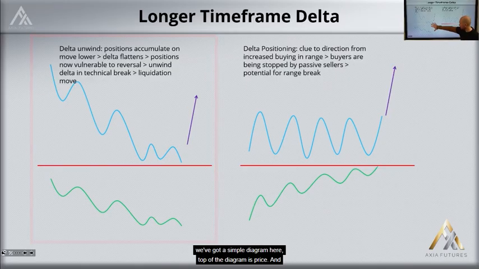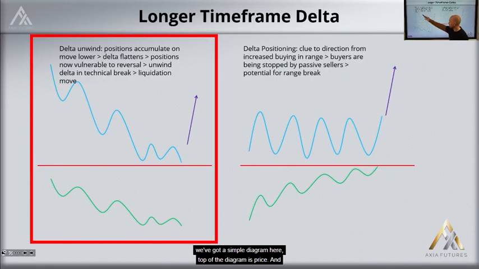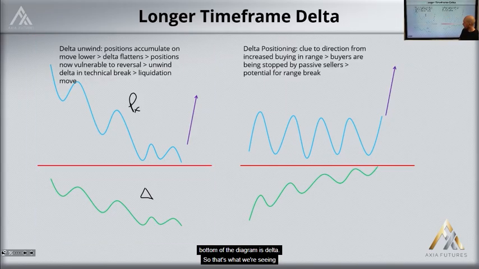And looking at how delta changes. So what I've got in a simple diagram here, top of the diagram is price, and bottom of the diagram is delta. So that's what we're seeing here. What's significant is going to be context. As with every iteration of a trade, every situation that comes up, context is key. And what's happening to create this is what really matters.